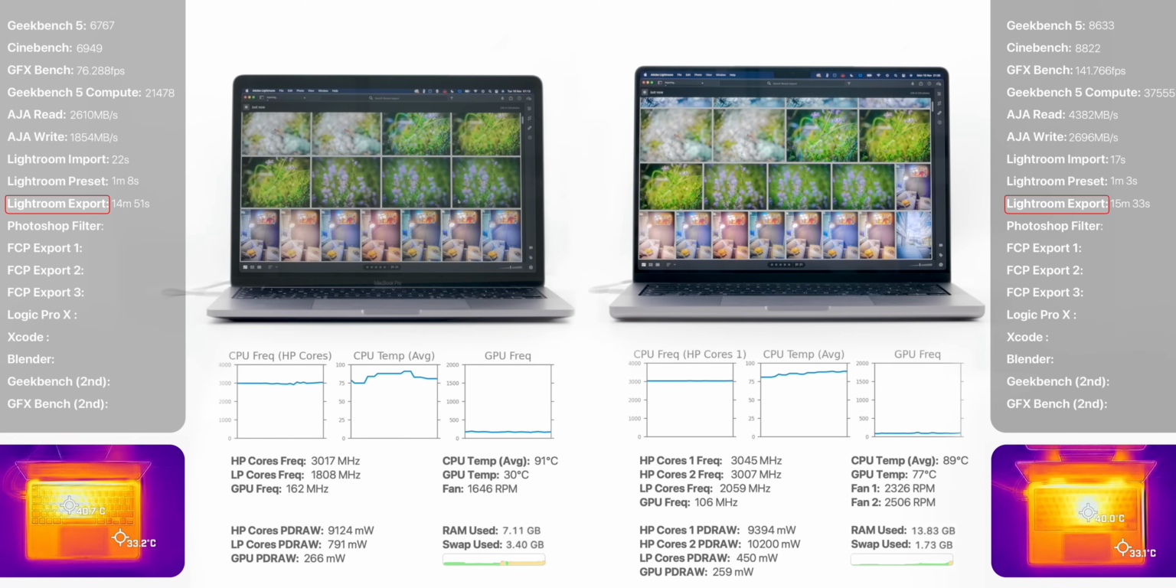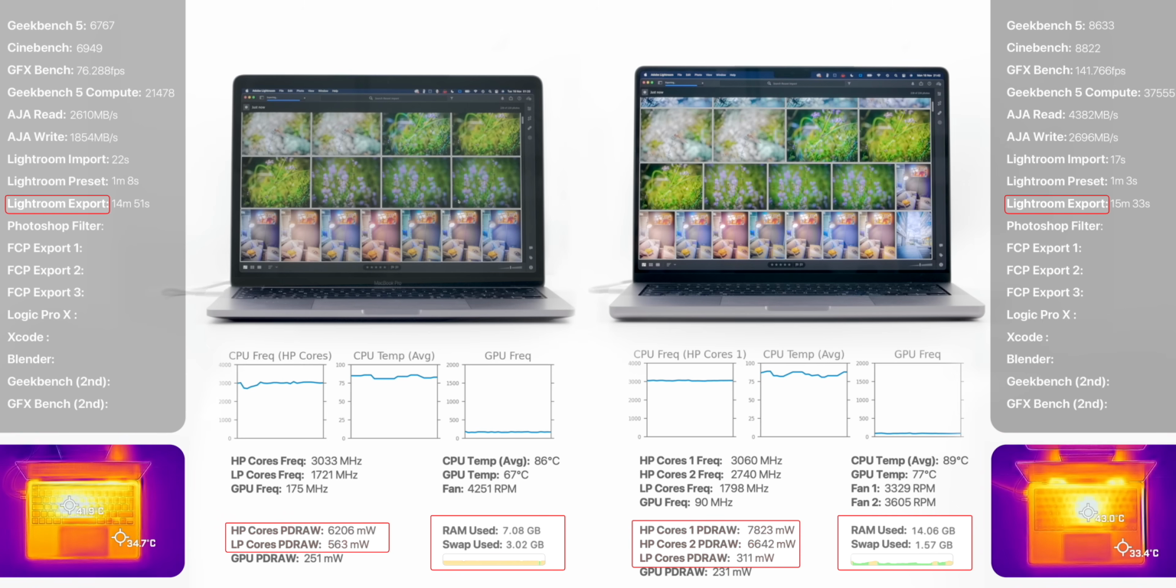So I had to look through the graphs to see if I could tell what was actually happening, but I couldn't really see anything that would give us this result. The 14-inch was using both high-performance core clusters and also at a very high frequency. Even the low-performance cores were at a higher frequency than on the 13-inch model. The power draw was also higher on the 14-inch at 21.3 watts compared to 13.1 watts, and Lightroom was also using more RAM as well as 1.5 gigabytes of swap memory on the 14-inch model.